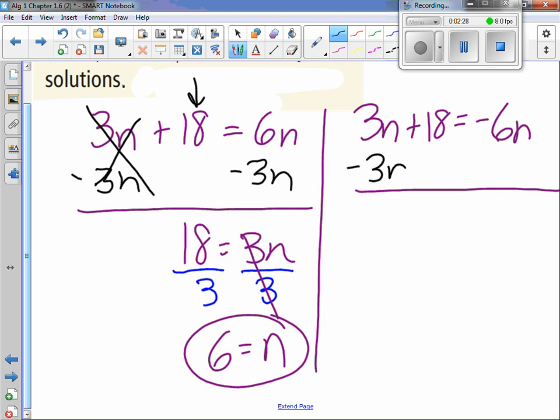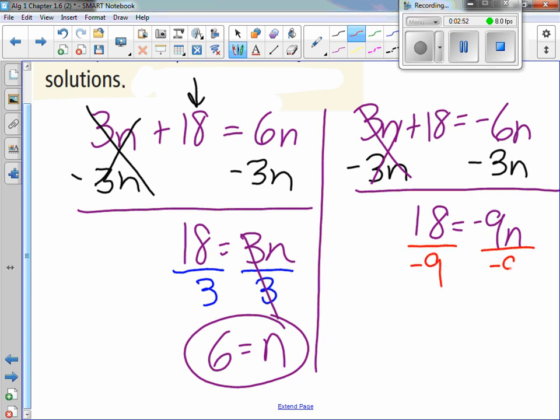Now we need to do something similar on the other side. So here I'm going to subtract 3n again, because 3n minus 3n cancels out. And what I have is 18 is equal to, well, negative 6n minus 3n will give us negative 9n. And then last but not least, we need to get n by itself, and we're going to divide both sides by negative 9. Negative 9 and negative 9 will simplify, yes? Which leaves us with n by itself. 18 divided by negative 9 is negative 2.